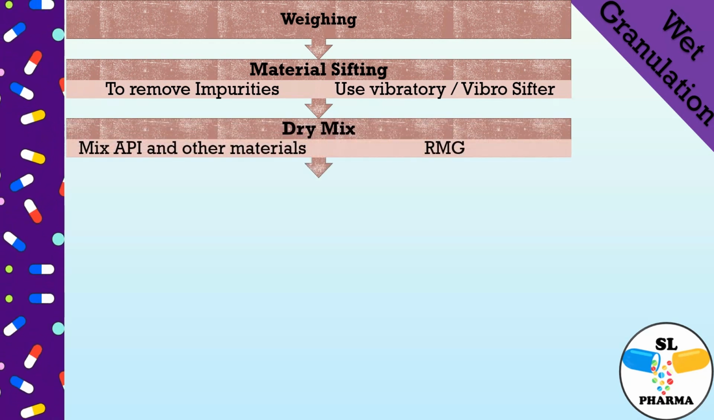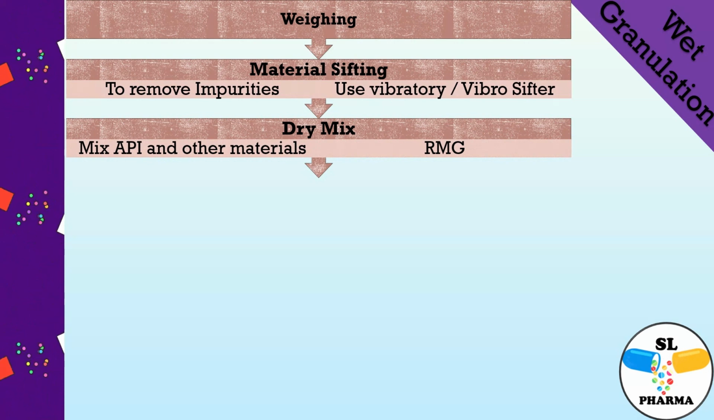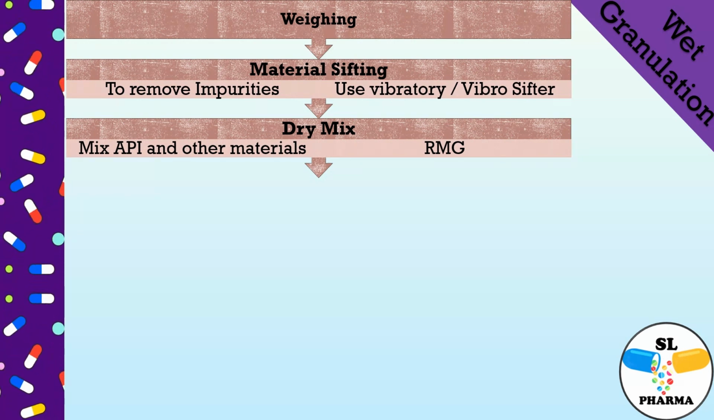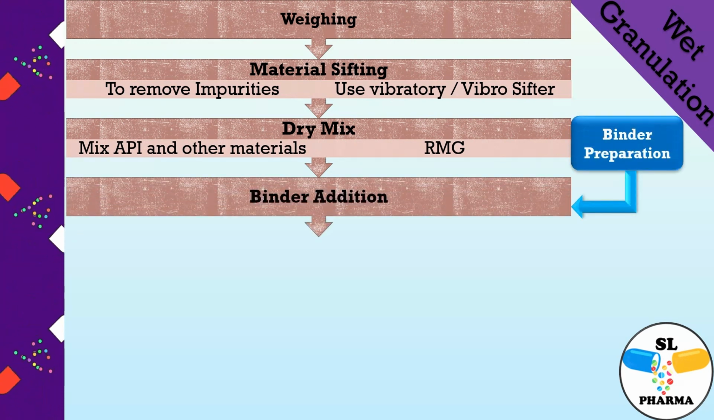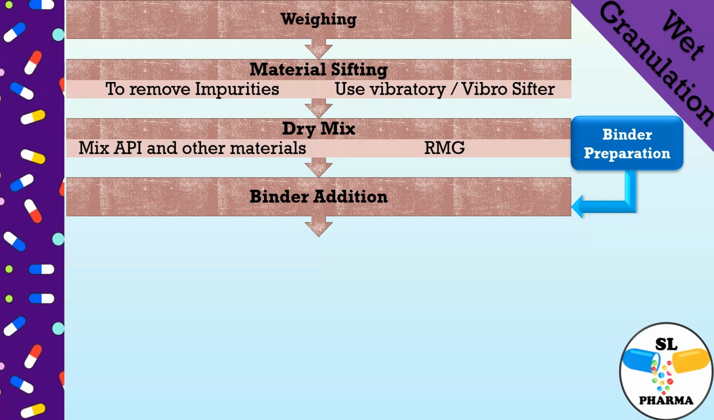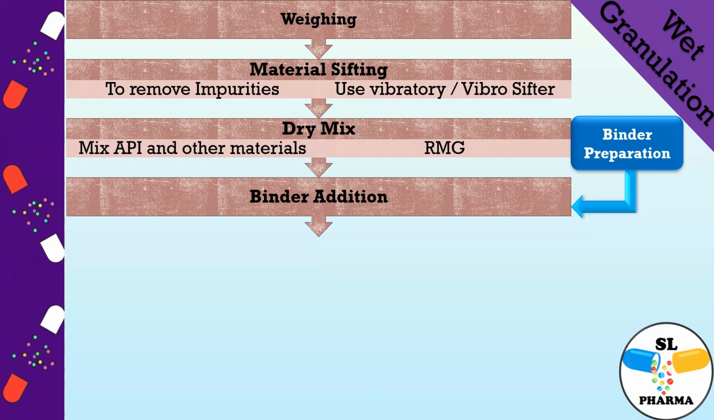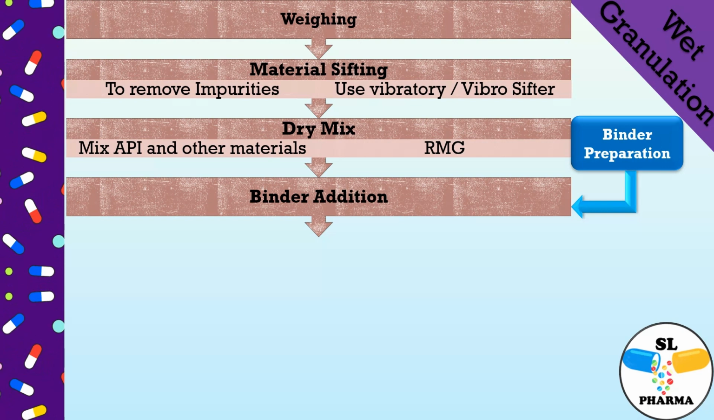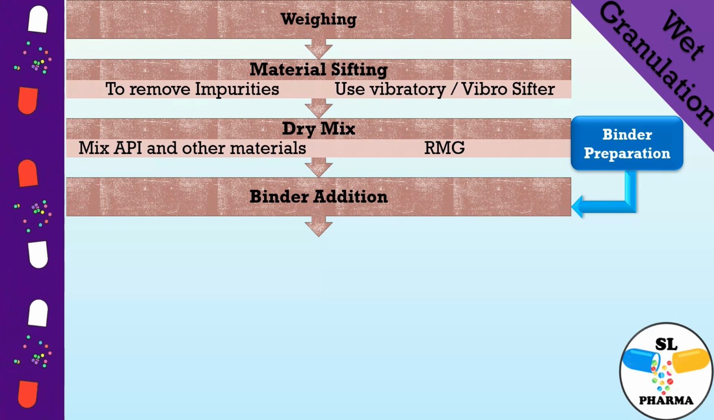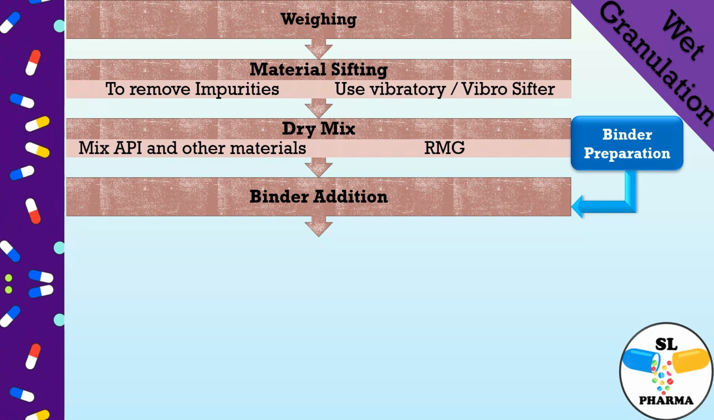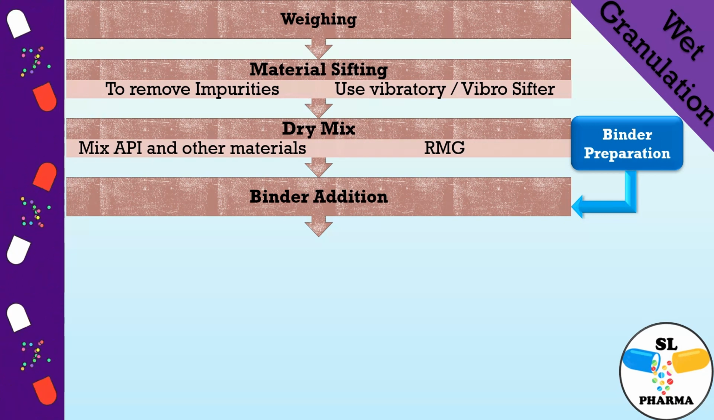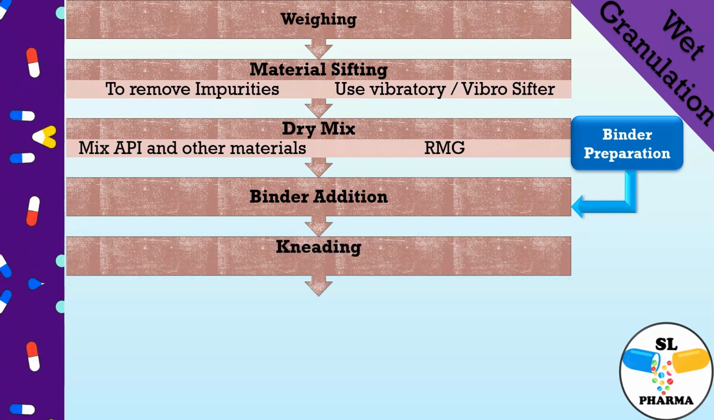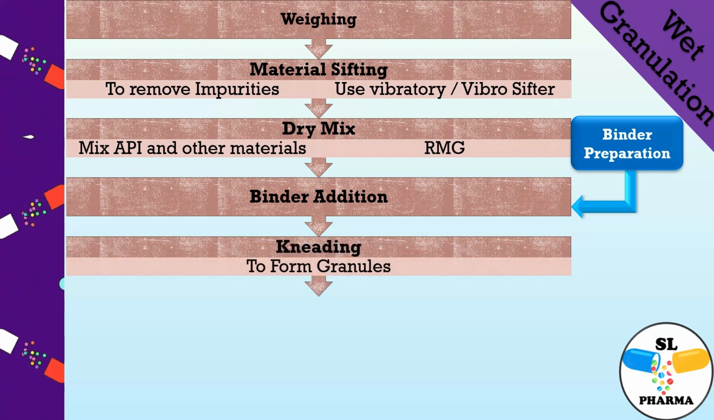Then mix these ingredients in a dry blender or RMG to achieve uniform distribution. Then prepare a binder solution, typically using water or a solvent, depending on the formulation. The binder helps bind the powders together. Then add binder to the dry mixed blend that is in the high shear or low shear mixer. Then gradually add the binder solution to the mixed powders while mixing.